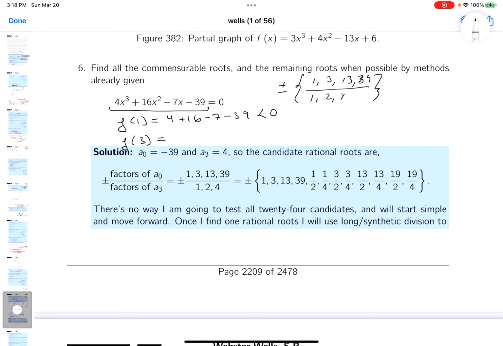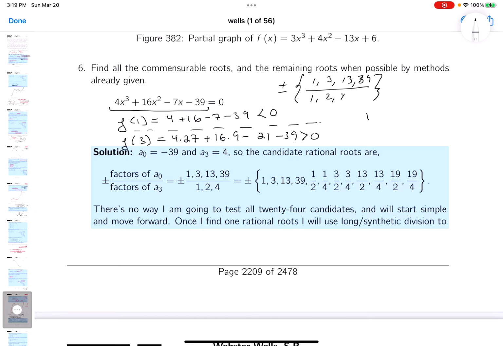The next one I'm going to try is 3. Might be lucky. What do you get? 4 times 27 plus 16 times 9 minus 21 minus 39. Well, that's not 0, but I do know it's greater than 0. And someone says, why do you want to know that? Because now I know between these two numbers, there's a root.